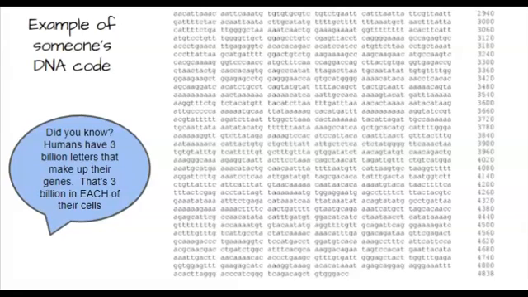Now, we've simplified this a ton. Here's an example of somebody's DNA code. You have this inside of each one of your cells. So all these A's, T's, C's, and G's. Each person has 3 billion letters in each cell. That's a lot. So 3 billion letters, and the order of those letters and which letters you have, those are going to make up your traits. Those are what code for the proteins.